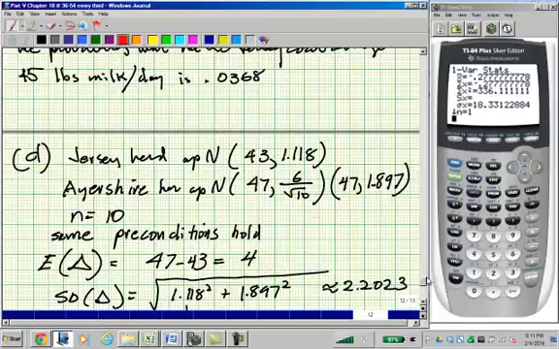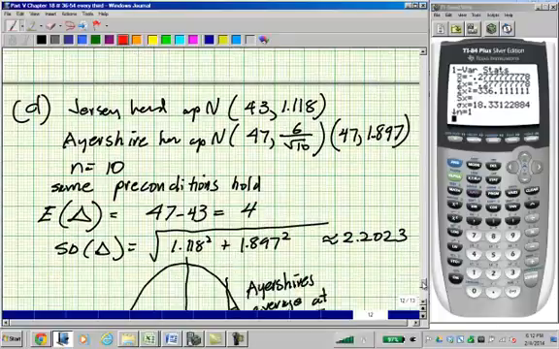Now we're talking about an Ayrshire herd of 10 cows. It doesn't matter that the size of the herds is different. Still okay. So we have an approximately normal, still everything's normal. Nothing has changed. Preconditions still hold. For the Ayrshire, the sampling distribution is approximately normal, 47, 1.897. The difference is still 4.